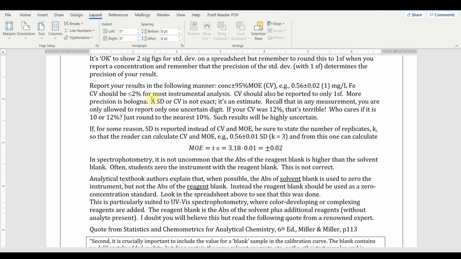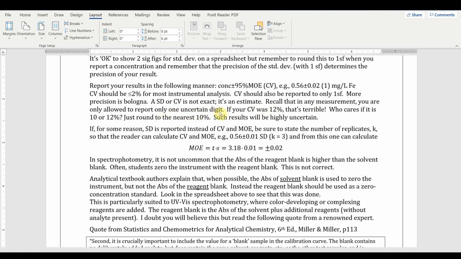Recall that CV should be less than about 2% for most analytical analysis. And CV should also be reported to only 1 sig fig. Any more than this is simply baloney. It doesn't mean anything. Recall that standard deviation and relative standard deviation are not exact, they're just an estimate. Recall that in any measurement you are only allowed to report one uncertain digit.